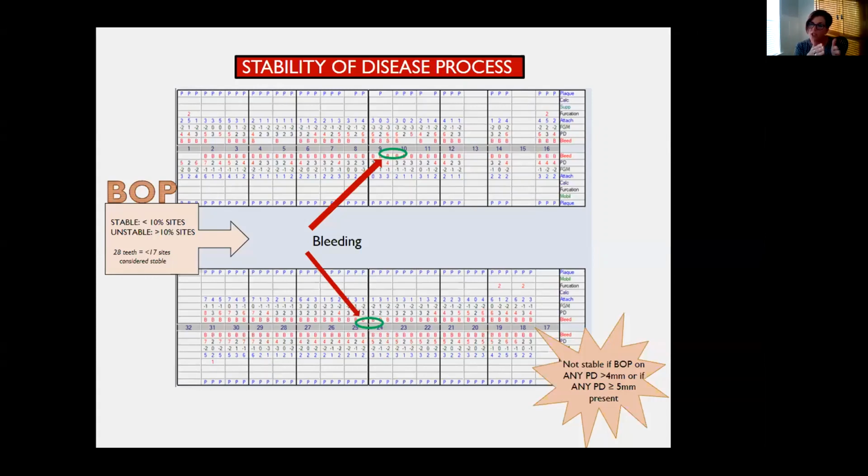So really the only stage where this would apply would be a stage 1, where we got the pockets down to 4. I guess in stage 2, if you're really great, you could get them down to 4, and if you didn't have more than 4 and there was no bleeding, then you could get stable. But I would say 90% of your diagnoses are going to be not stable.